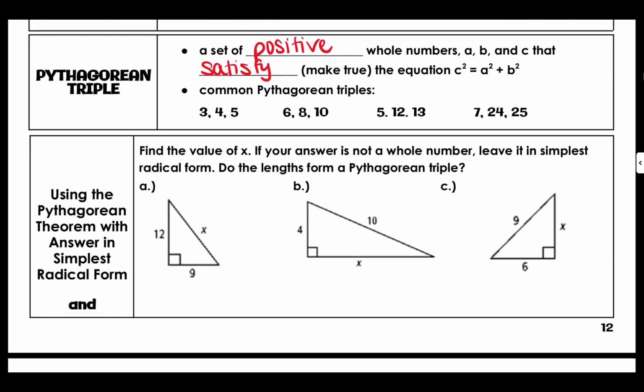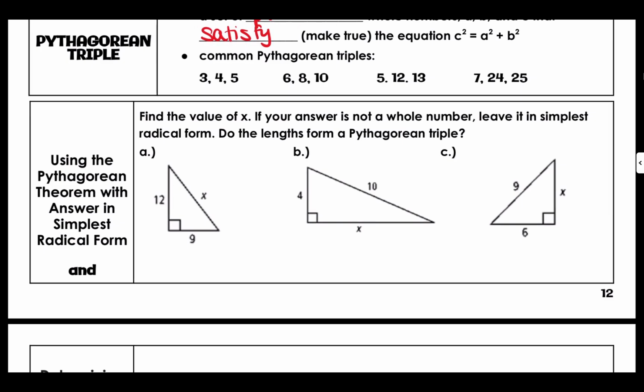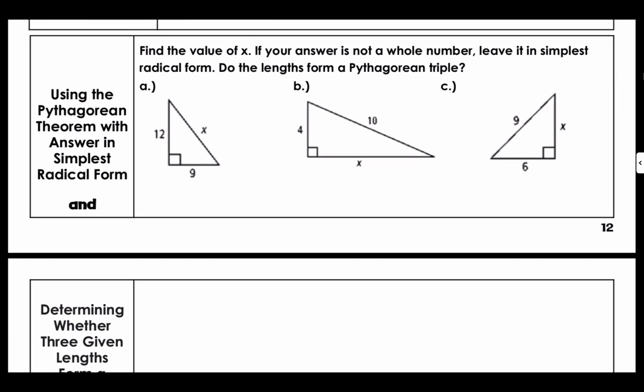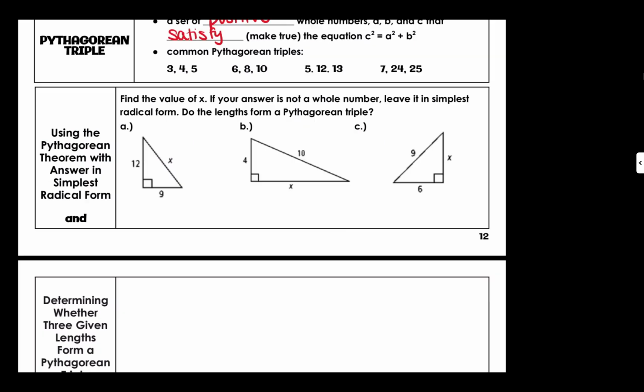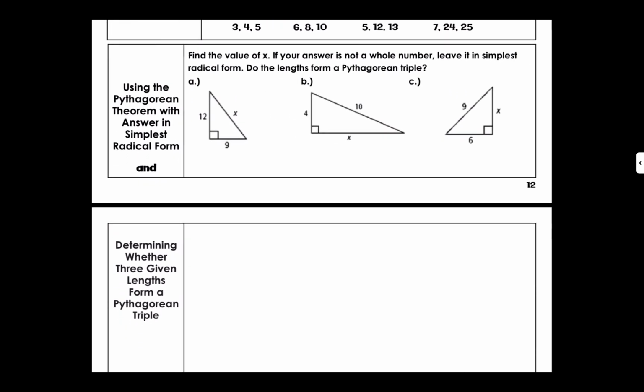So, using the Pythagorean theorem to answer, we're going to write our answers in simplest radical form. That means we're going to have no decimal, there's going to be the square root, and then we're going to determine if the three lengths form a Pythagorean triple. So, are they going to be whole numbers?